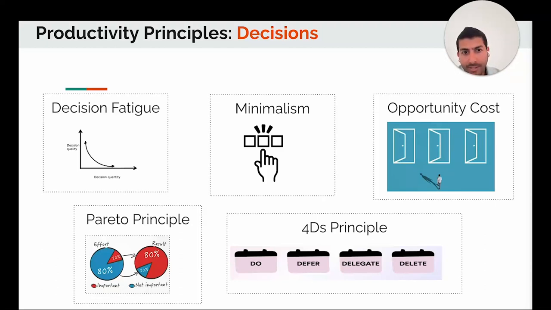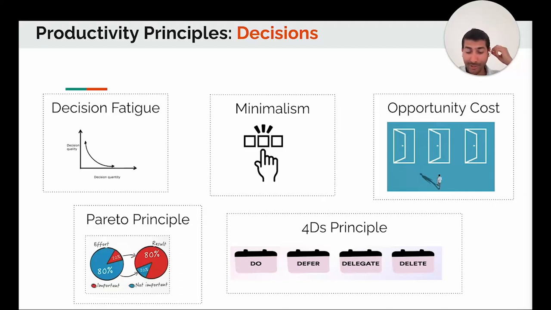Minimalism. The concept of focusing on what's truly important and eliminating the rest can be applied to productivity as well. And you can do this by reducing unnecessary tasks and distractions. This approach to decision-making emphasizes clarity, and it also helps with prioritization.